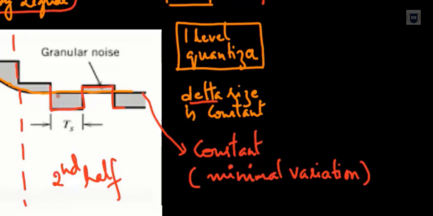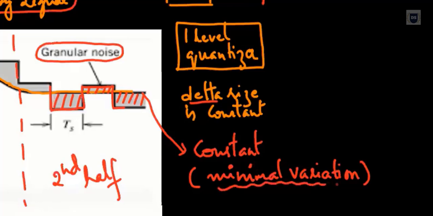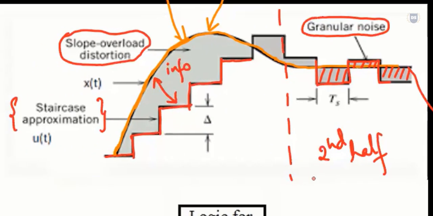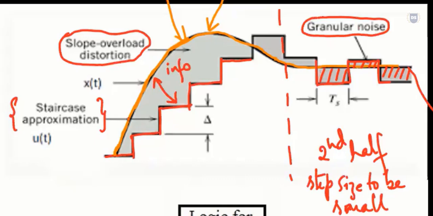So this difference in turn results in a noise called granular noise, because we'll be missing out a lot of minute information because of a constant analog signal value that has very minimal variation. So in such situations where the analog signal is associated with very little variation, we need delta, or the step size, to be very small, and where the slope is very large, we want the step size or the delta value to be large.